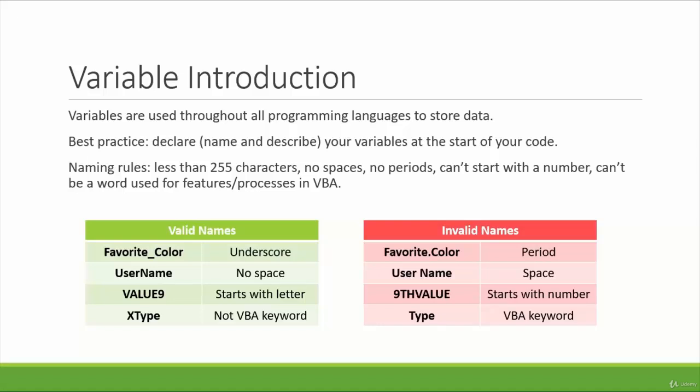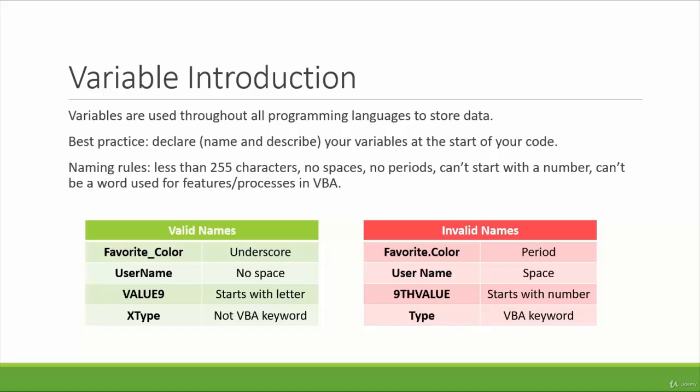Generally speaking, it's best practice to declare your variables, which means to name and describe them, at the top of your code rather than mixing them in throughout your code, in case you need to go back and change something later. There are also a few rules to keep in mind when naming your variables. First, the name can't exceed 255 characters, which should never happen anyways. Typically, you want your variable name to be clear and concise. Second, you can't include any spaces or periods in your variable names.